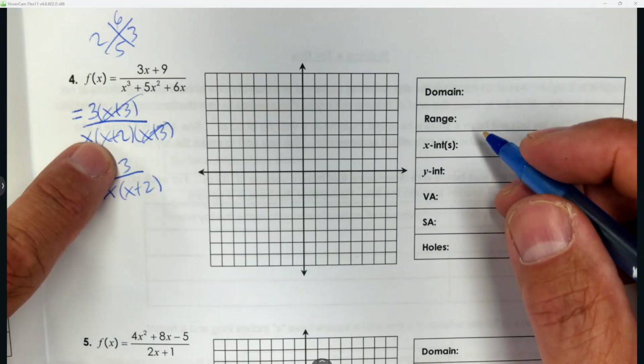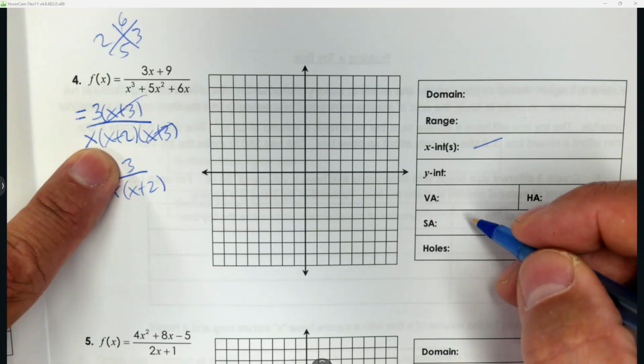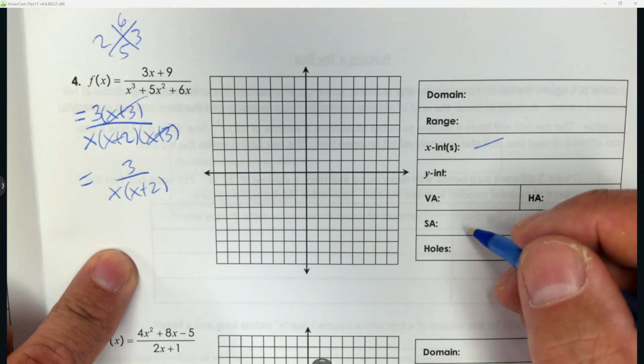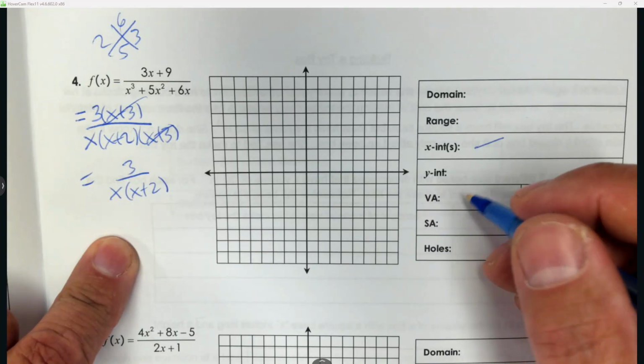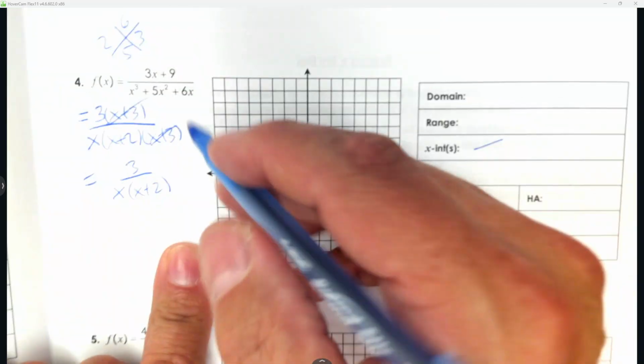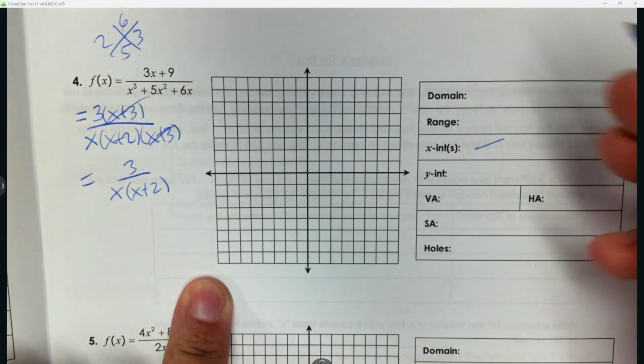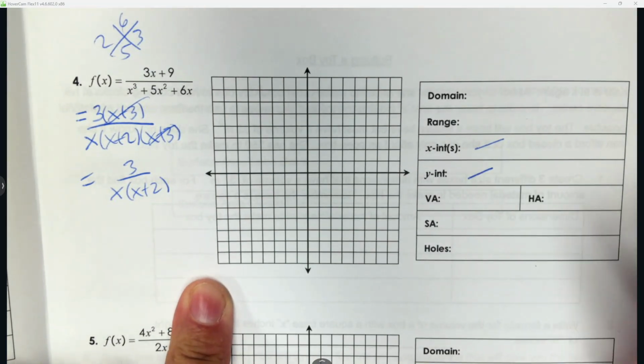If I look at the numerator, no letters, nothing will make it 0. There's no x-intercept. If I try to solve for the y-intercept, I don't have any 2. In fact, the last number at the end of the denominator is 0, and I can't do 3 divided by 0. It's undefined. There's actually no x-intercept and no y-intercept. We'll deal with that in a moment.